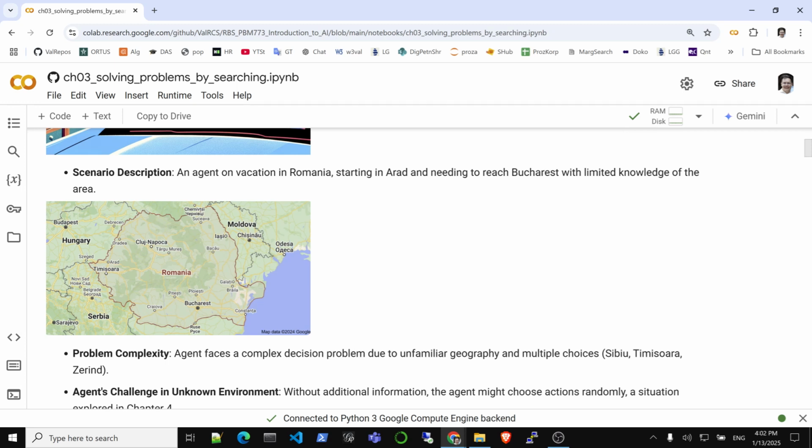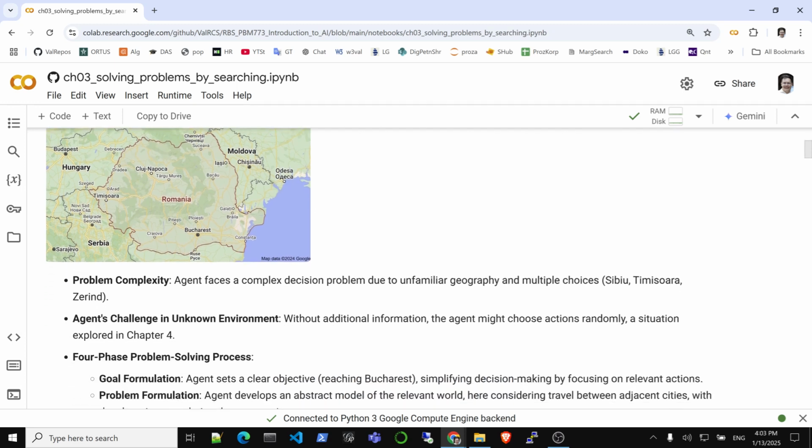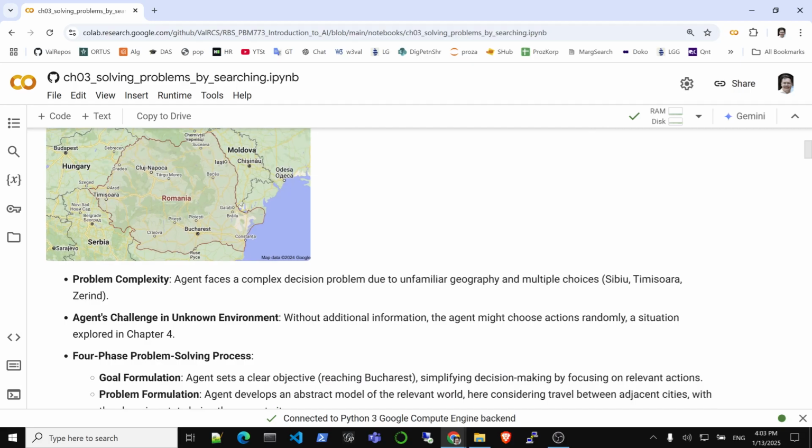So you have multiple choices. You have this agent, and the agent is on vacation. They're in Arad, and they need to reach Bucharest. So lots of choices where to go. The challenge, of course, is that in an unknown environment we could just do things at random. Go somewhere. Are we going to end up where we want to be? Probably not, if we just choose randomly. We need some strategy. Sometimes choosing randomly might actually be an option, but that's not for today. That's for the next chapter.